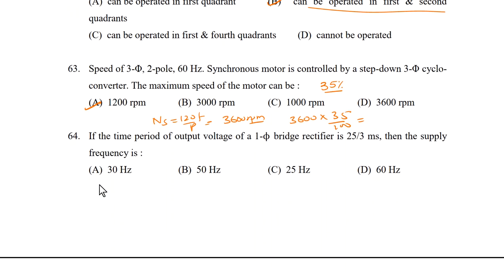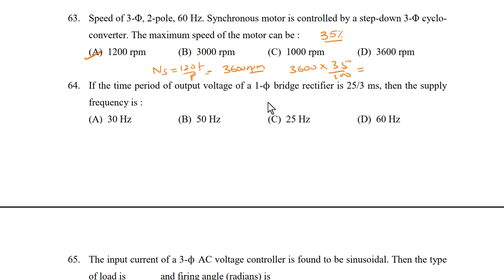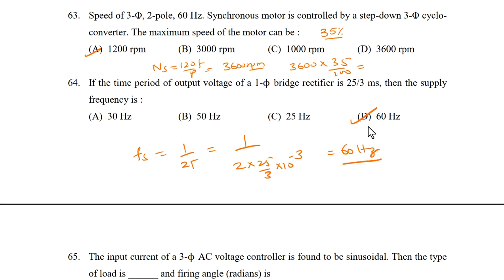Okay, next one. If the time period of the output of a single phase bridge rectifier is 25 by 3 milliseconds, then the supply frequency is, okay, so Fs is equal to 1 by 2 into T, that is equal to 1 by 2 into 25 by 3 into 10 power minus 3. We'll get 60 Hz. Answer will be D here.